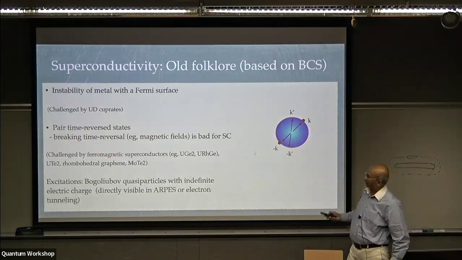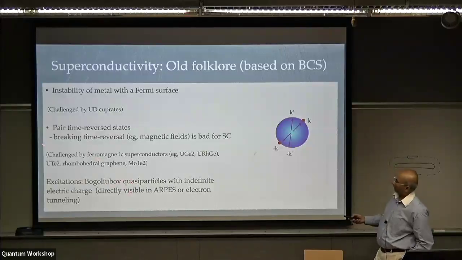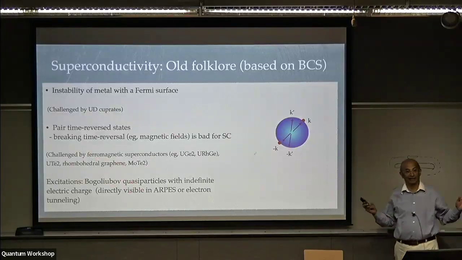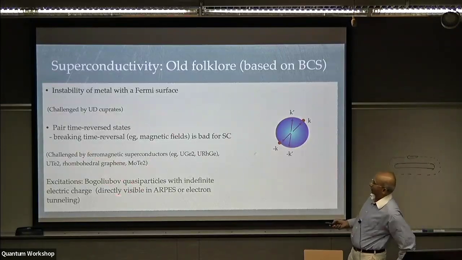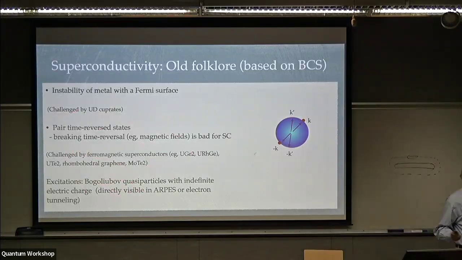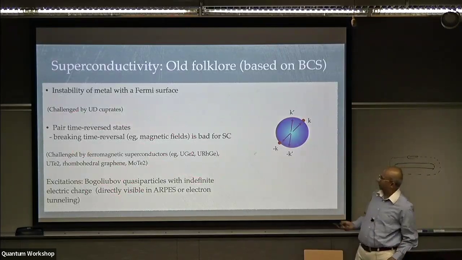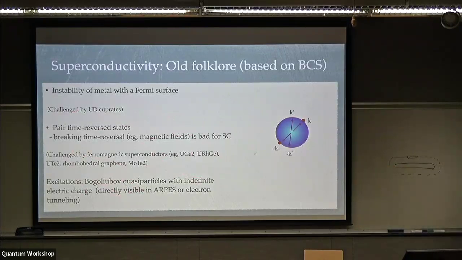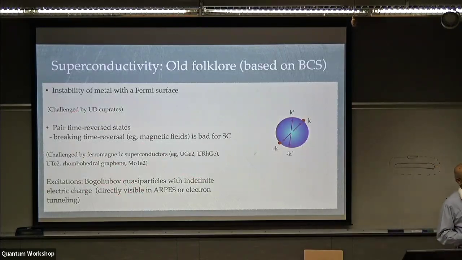BCS theory also tells us that we form pairs by pairing time reversed states. And breaking time reversal, if you turn on a magnetic field, is bad for superconductivity. Right? This I think everybody knows, except that this is also challenged, first by ferromagnetic superconductors. There are very famous examples in the solid state literature, materials like uranium germanium 2 or uranium rhodium germanium, which are ferromagnetic at some high temperature scale, and then inside the ferromagnet they develop superconductivity.